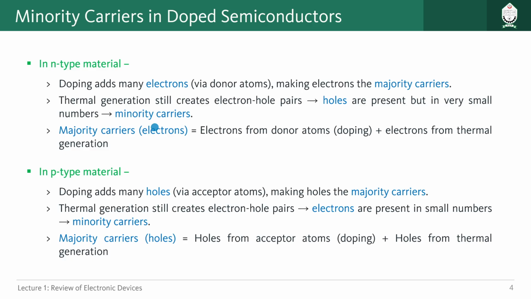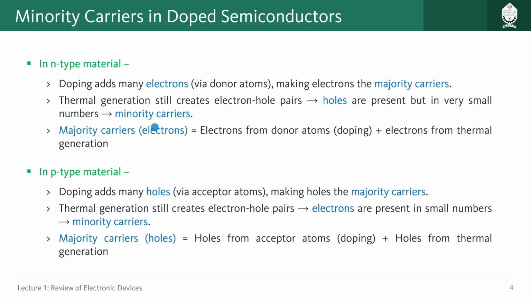So in this way you have to distinguish: for n-type material, all the holes present, which exist only because of thermal generation, are minority carriers, and all the electrons generated, some from thermal generation, some from doping, together constitute the total number of majority carriers.